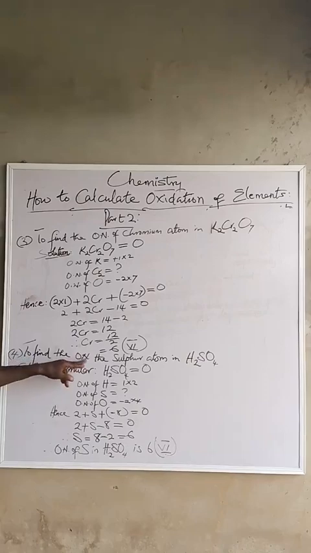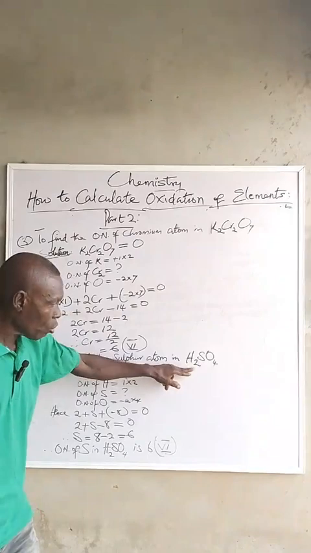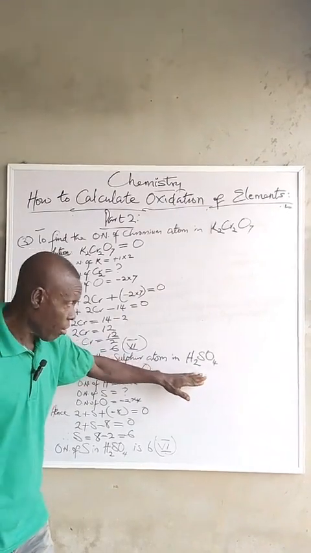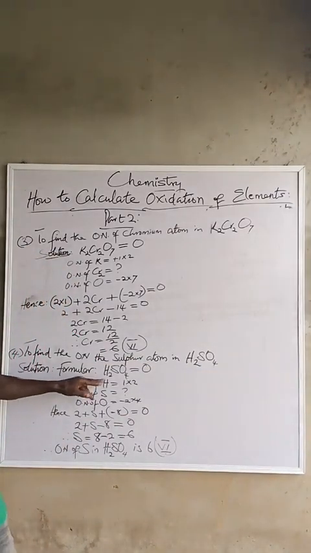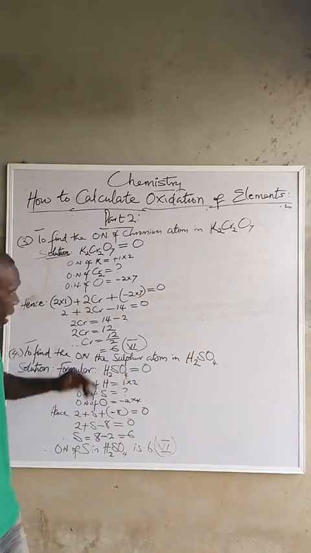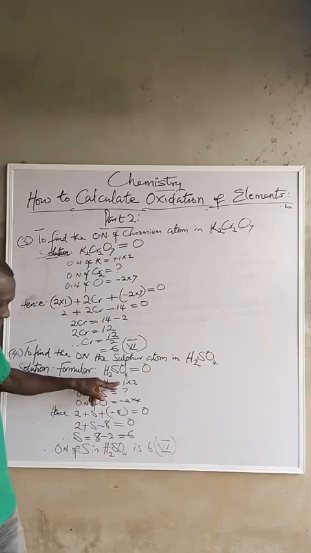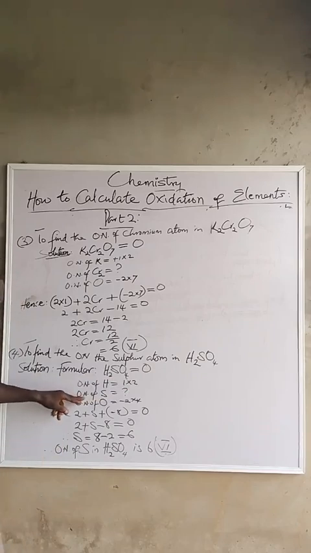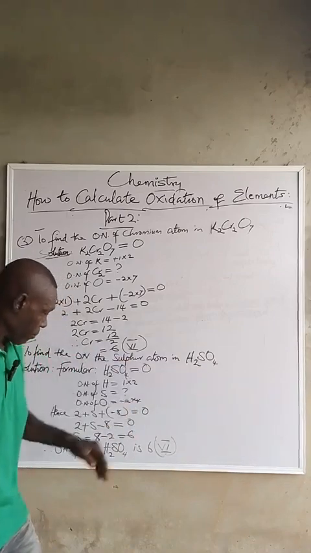To find the ON of the sulfur atom in tetraoxosulfate 6 acid. Of course, this is sulfuric acid, which all of you know. Now, the solution: the formula is what? H2SO4 equals 0, as we have in the first case here. The ON of hydrogen is what? +1, and because there are 2 atoms here, times 2. The ON of sulfur is not known. The ON of oxygen is known, -2 times 4, because there are 4 oxygen atoms here.